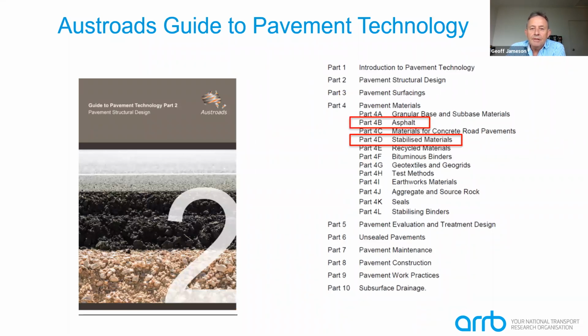So the discussion again today will be centred around the Austroads Guide to Pavement Technology and particularly Part 2, which is the pavement structural design methods. But also we'll be covering material that's addressed in Part 4B, which covers asphalt, particularly the mix designs of asphalt, and Part 4D, which covers cemented materials. So as well as Part 2, you might want to have a close look at Part 4B and 4D.